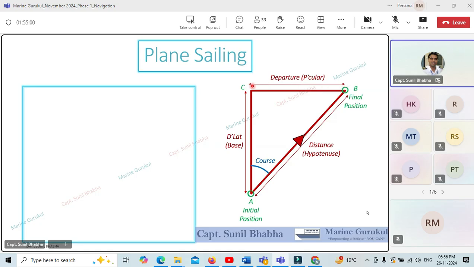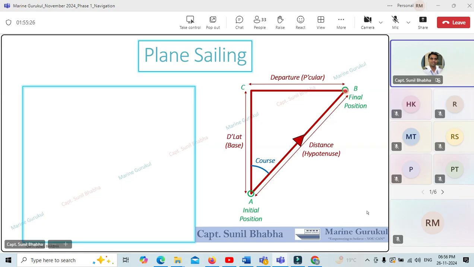Now, a doubt would arise that the Bravo Charlie line, the horizontal line, can also be measured along the longitude scale. In that case, it will be the D-long between our initial and final positions. But always remember that whenever we solve a right angled triangle, the units in which all the three sides are measured have to be the same.